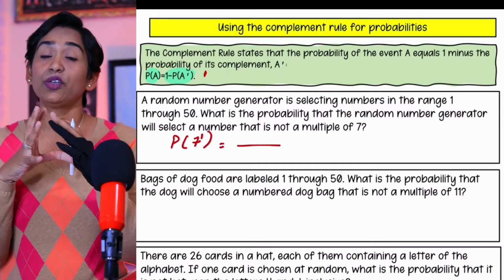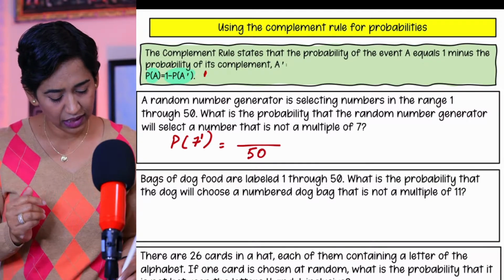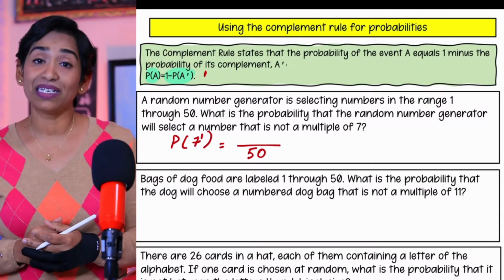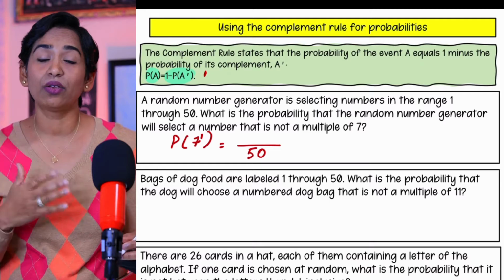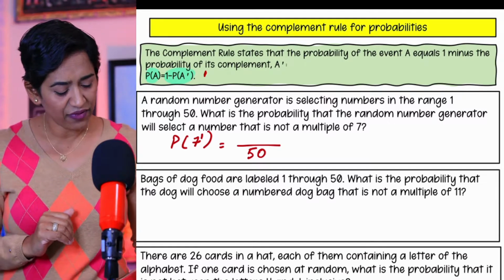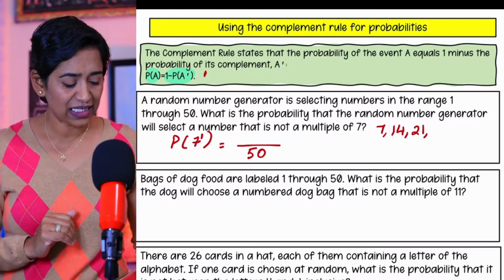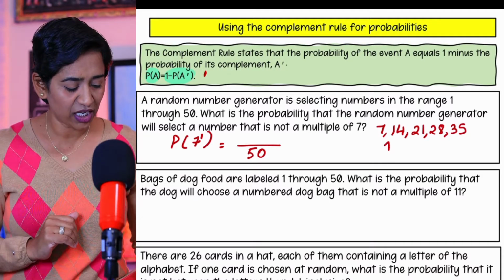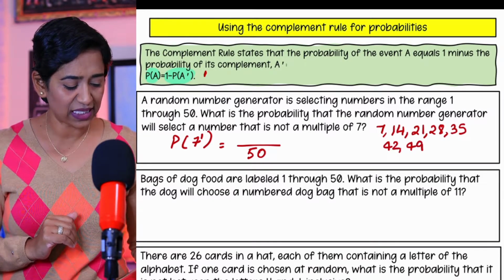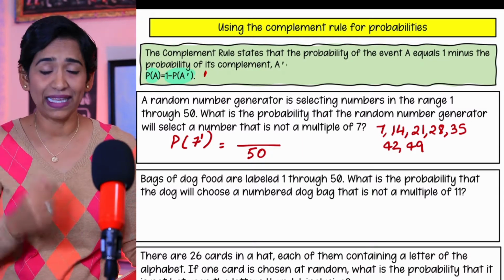Sample space: you have 50 numbers, 1 through 50, and you do not want multiples of 7. So let's see how many multiples of 7 we have in the numbers 1 to 50. 7 times 1, 7 times 2, 7 times 3, 7 times 4, 7 times 5, 7 times 6, and 7 times 7. Anything after 49 is going to be above 50, so I don't need that.